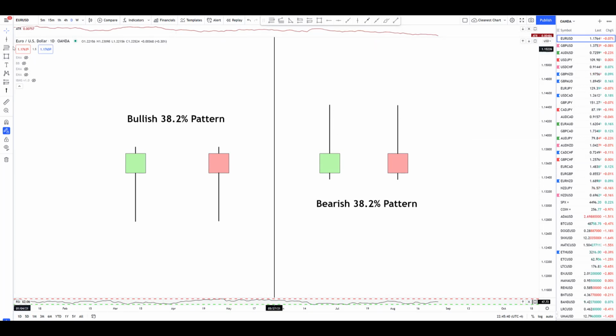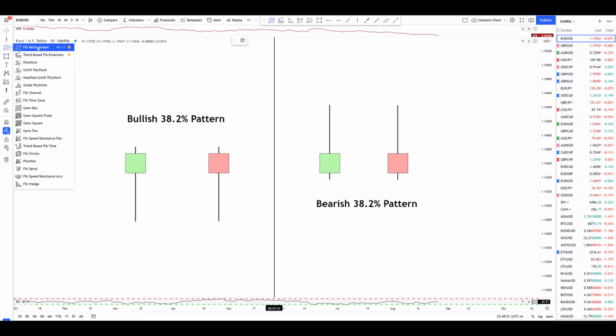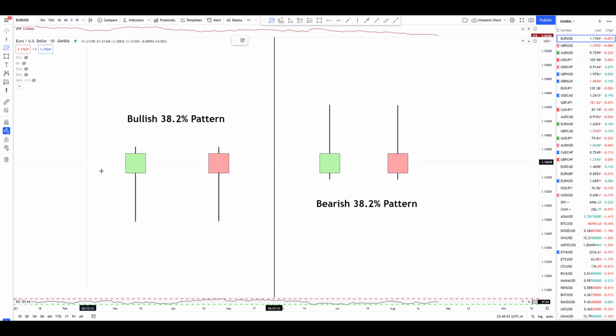In order to find Fibonacci retracements on TradingView, it's over here on the left. You can just click Gann and Fibonacci tools, and once you click it, go down to Fibonacci retracement. That's what we're using. I have it favorited right here, so that's where I'll be clicking for the rest of the video.